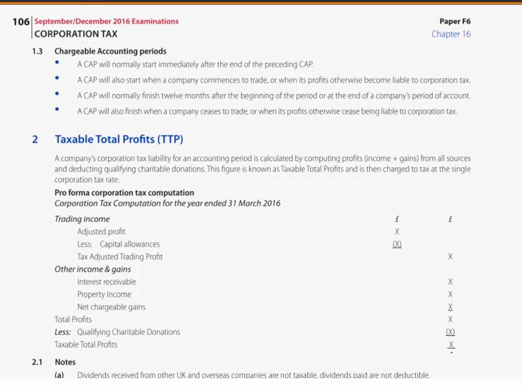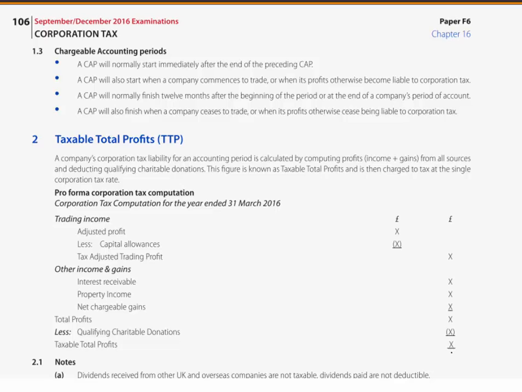Over the page now, just as a standalone written exercise that could be required of you, we've had questions in the past at F6 that ask us to state, because of the importance of a chargeable accounting period, when would a chargeable accounting period start, or when would it end? So we've just summarised what these basic rules would be.